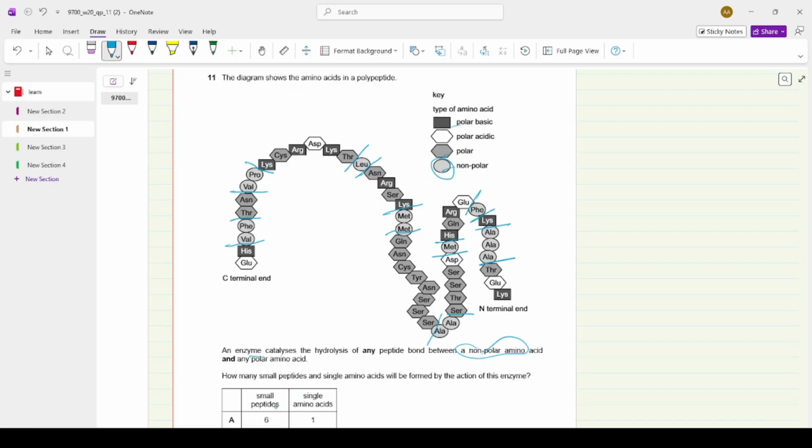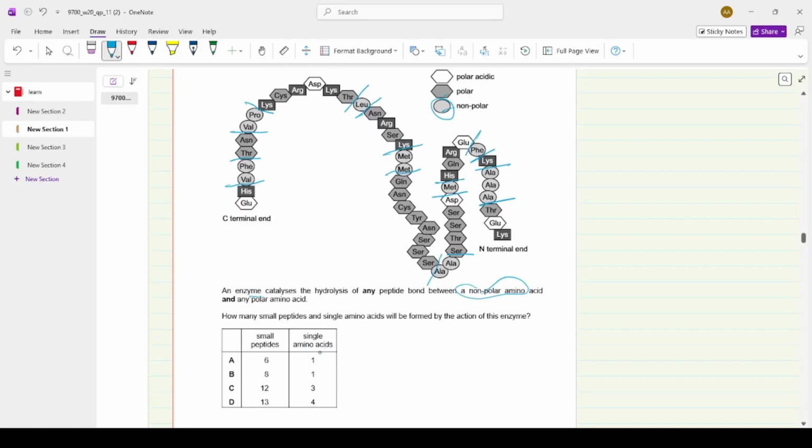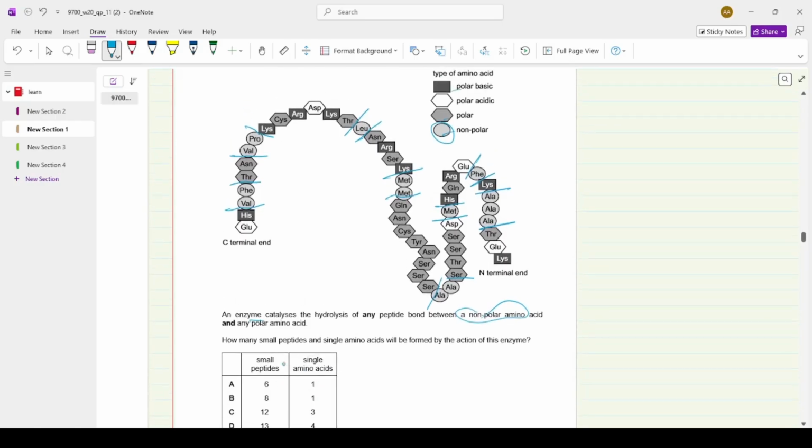So they are saying small peptides and then the single amino acids. I mean, from this question, they want us to count the single amino acids and then also the small peptides. So we can start with the single amino acids. So where are we having only one? I think this will be one. And then where else are we having another one?